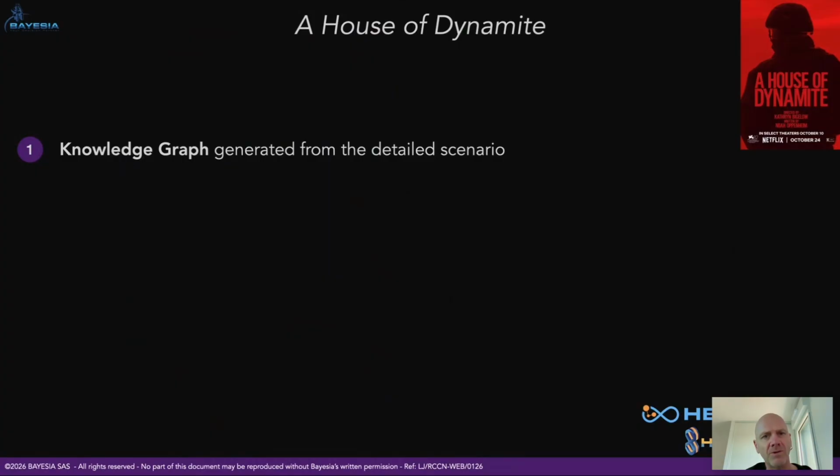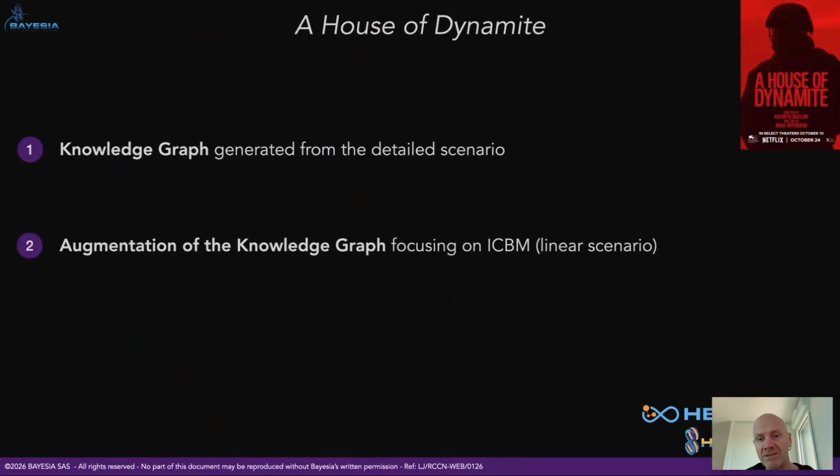I'm going to spend a few minutes on the new workflow, because now we have a very comprehensive ecosystem in Bayesia. I'm going to create graphs, so not Bayesian networks, but I'm going to start by generating a knowledge graph to show you information about this movie if you did not see it, right? Then I'm going to augment the knowledge graph to focus on a specific node, the ICBM node. Then I'm going to have more information on this specific dimension. And then I'm going to create a semantic flow chart just based on the linear scenario, just to give you really the details of the action there.